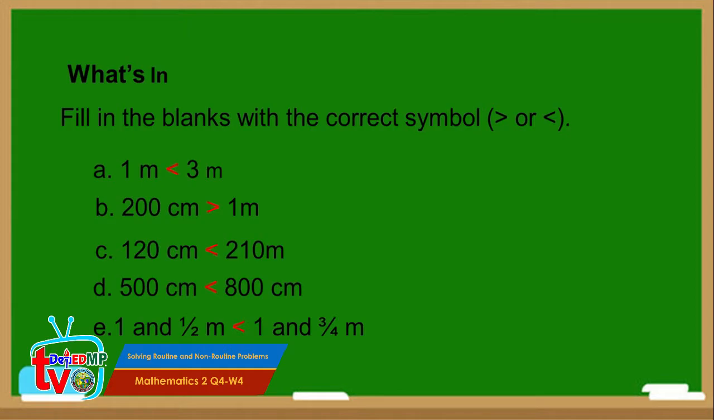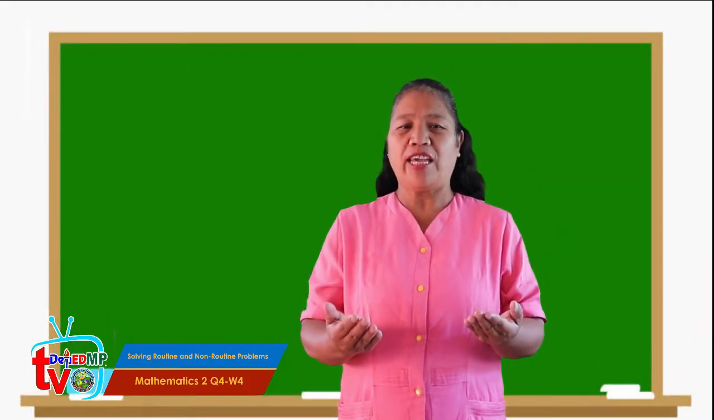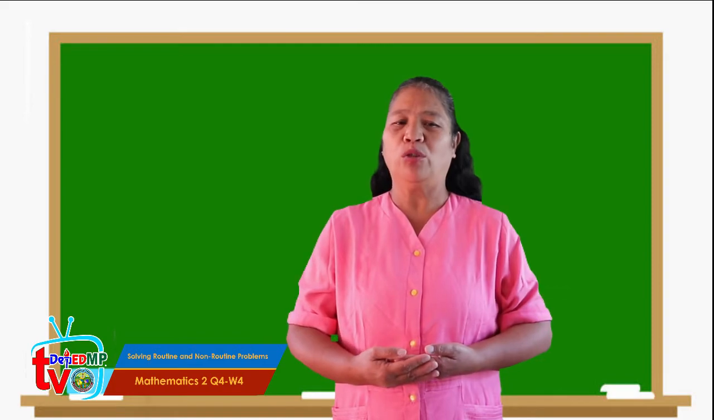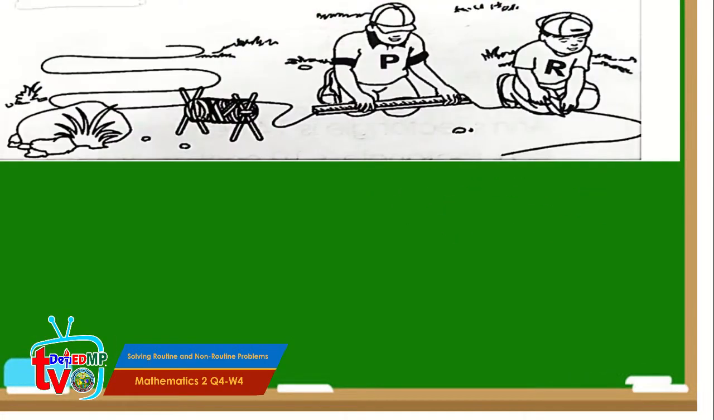Now, count how many checks did you get. If you got 5 out of 5, then say, very good to yourself. But if you got 4 and below, then say, try to do better next time. Now, we are going to read and understand a story problem while looking at the picture. Let us now proceed to what's new.